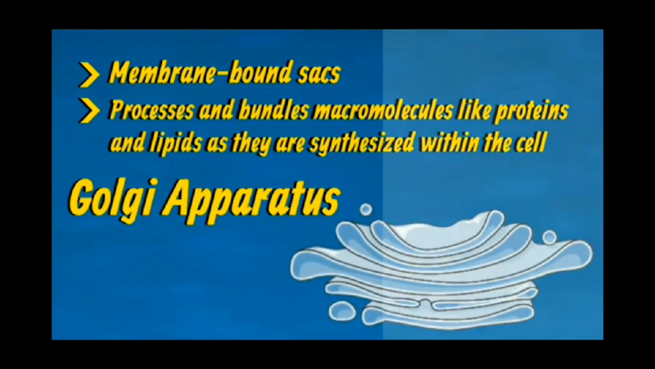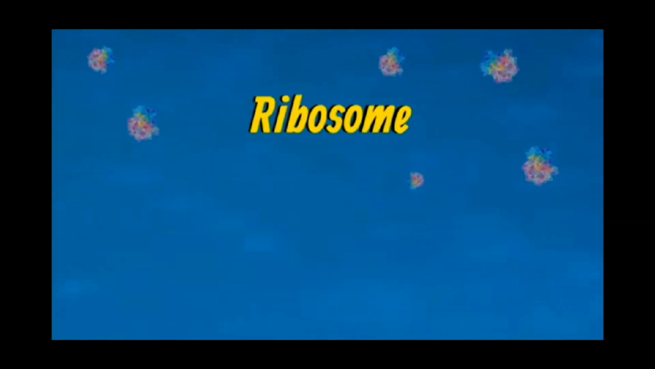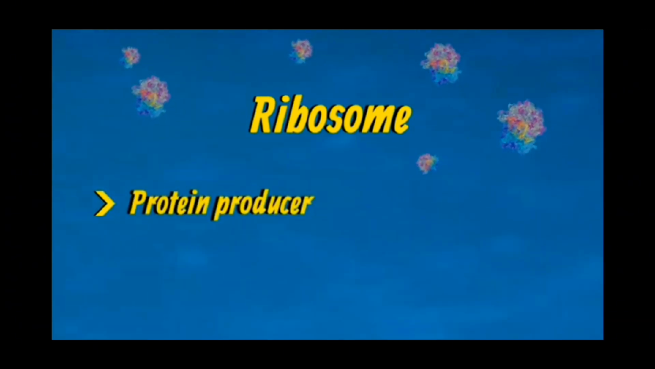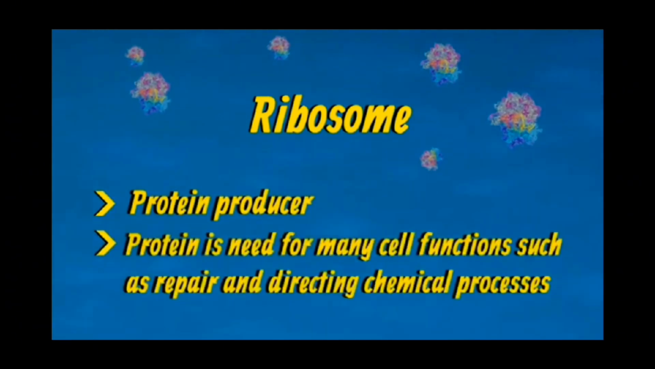The next particle we'll look at is the ribosome. Repeat after me, ribosome. And the ribosome is a protein producer. Protein is needed for many cell functions, such as repair and directing chemical processes.